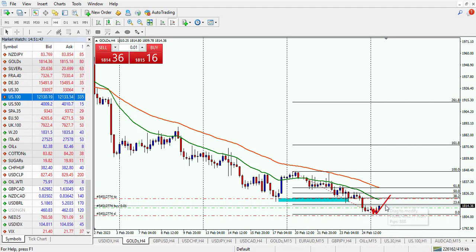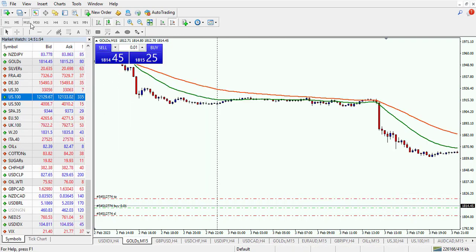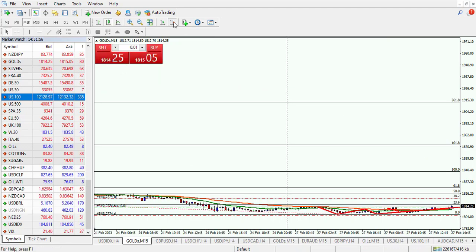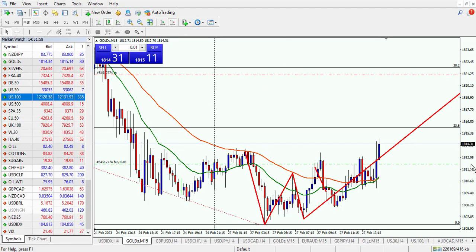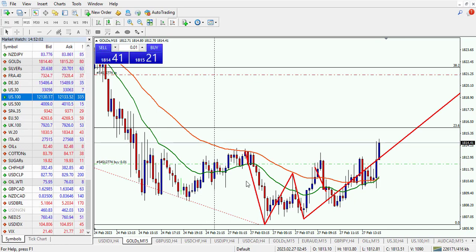Expecting retracement to the upside, you can go down to a lower time frame, and then we use 15 minutes to look out for shift in character. Shift in character simply means we have a break of structure to the upside. That's what we did here.